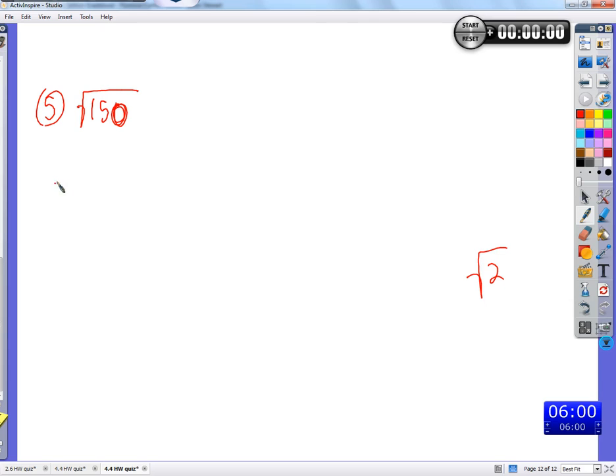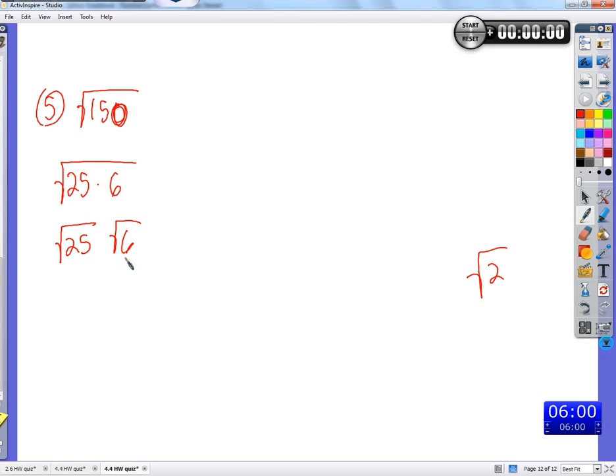Let's say we do 25 times 6. Nobody knows about 25. It is a perfect square. And here's something we can do with square roots. If we have a big square root of one number times another, we can separate it as the square root of the first times the square root of the second.